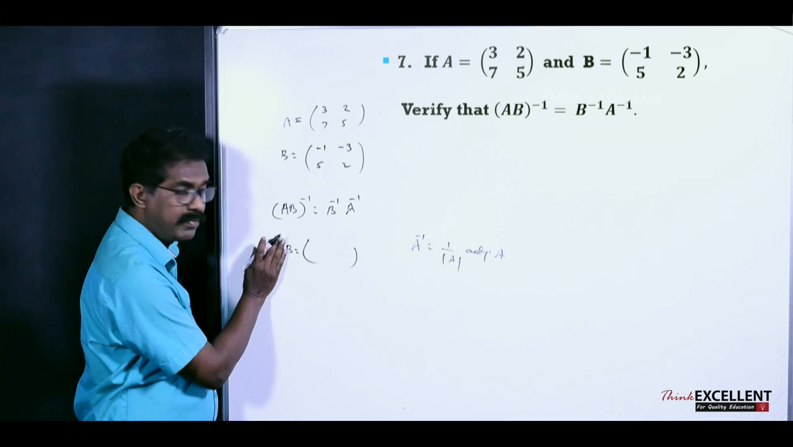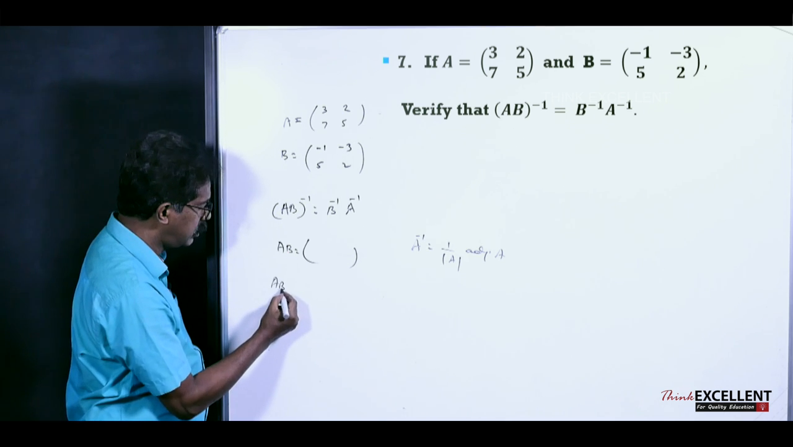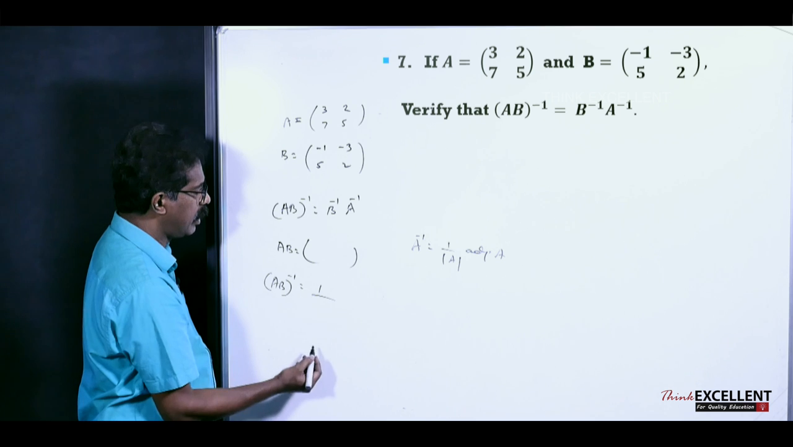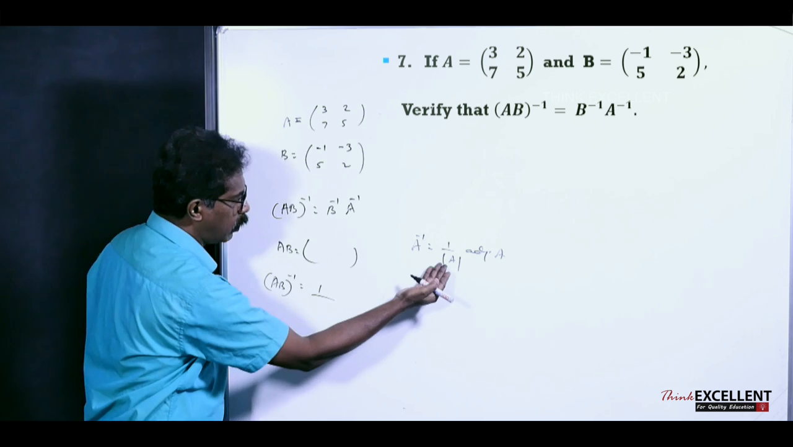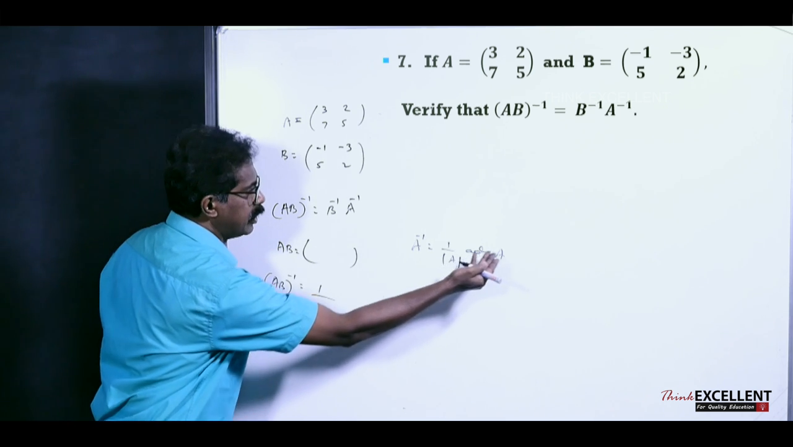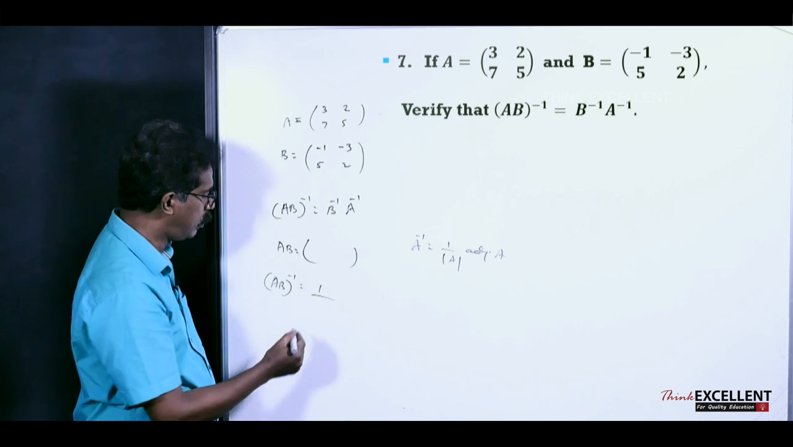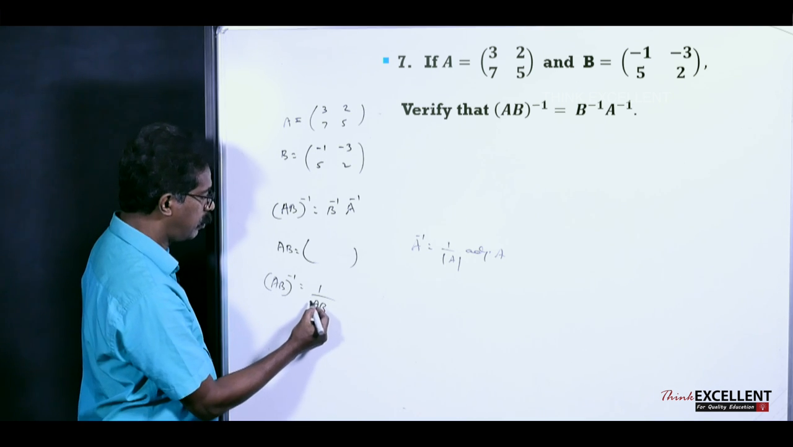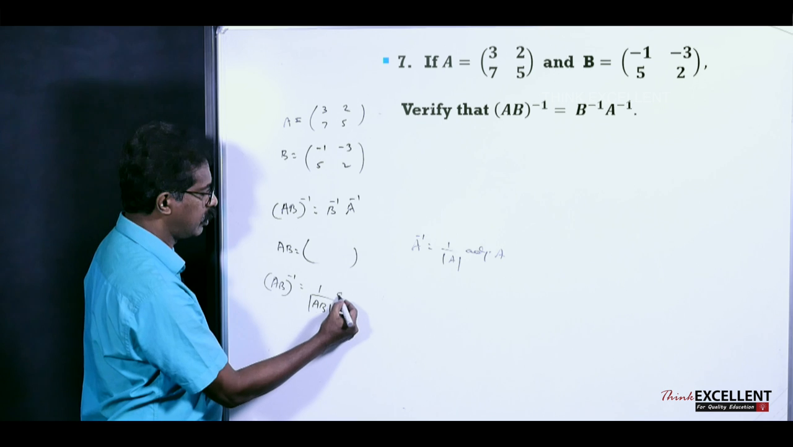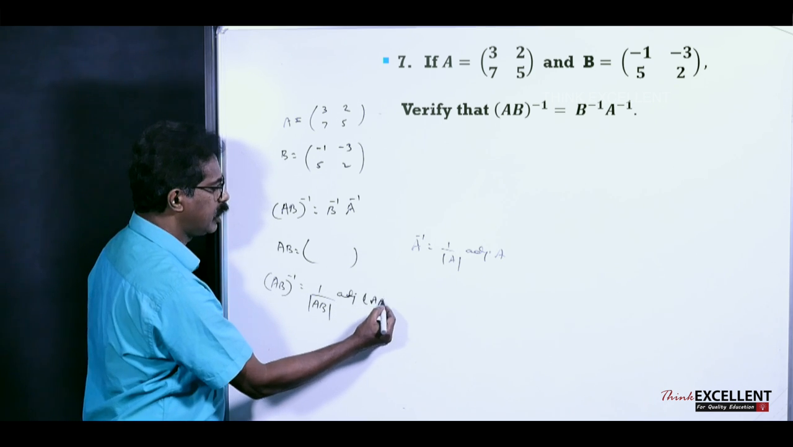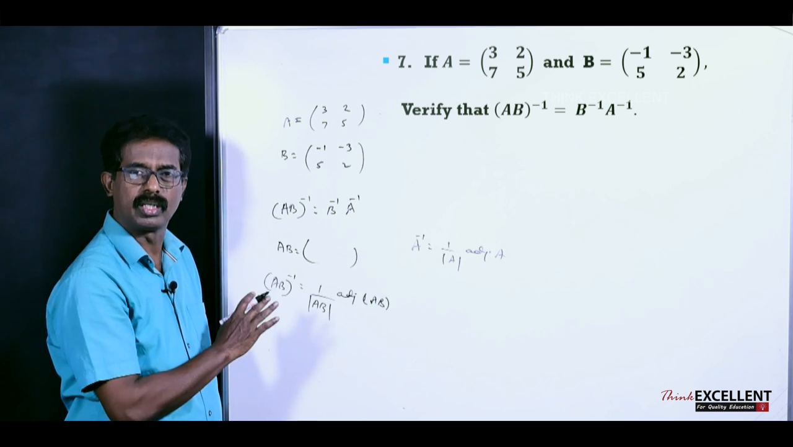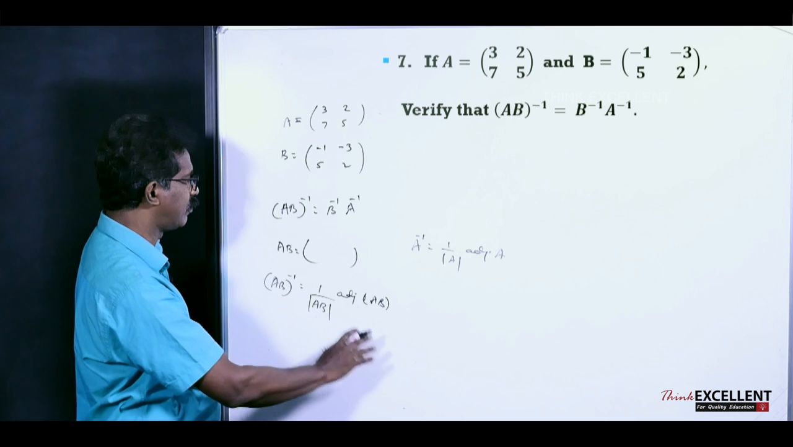So instead of A, we have AB. So AB inverse is 1 by determinant AB into adjoint AB, that's all. It is a 2 by 2 matrix only, so you can do it very easily. So that will be the answer for LHS.